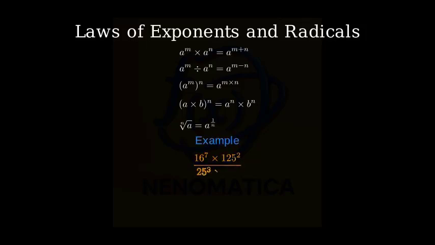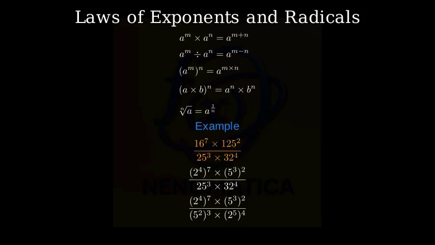We need to simplify 16 to the power of 7 times 125 squared divided by 25 cubed times 32 to the fourth power. First, let's express all numbers in terms of their prime factors. 16 is 2 to the fourth power, and 125 is 5 cubed. Now, let's continue with the denominator. 25 equals 5 squared, and 32 equals 2 to the fifth power.